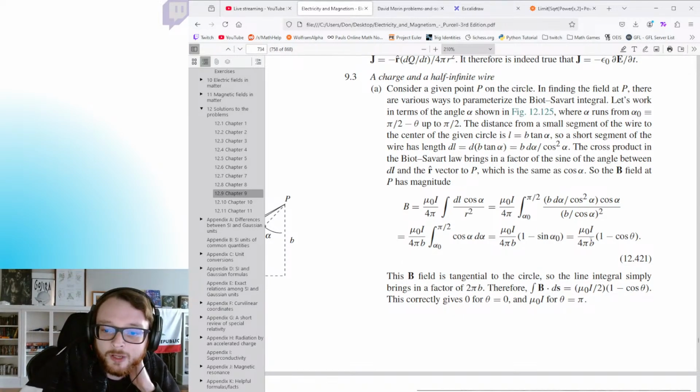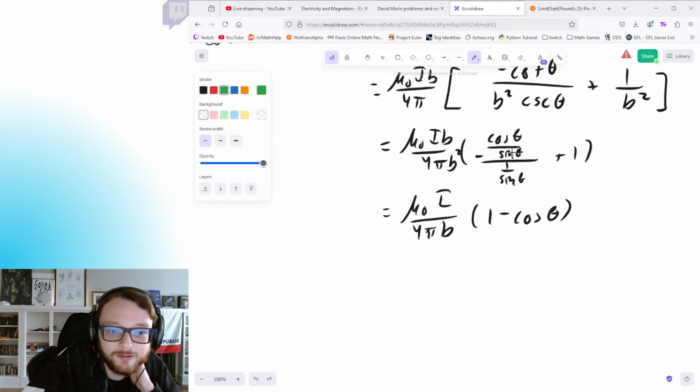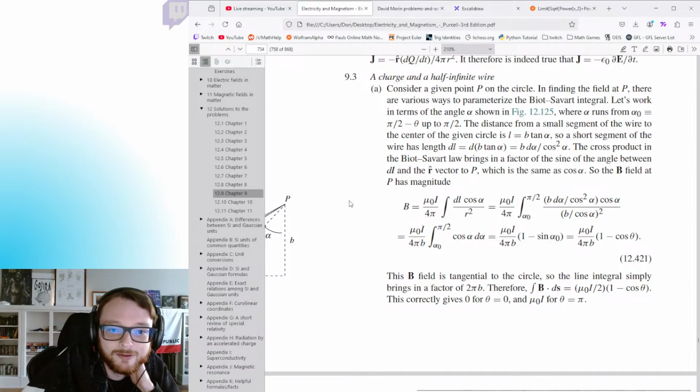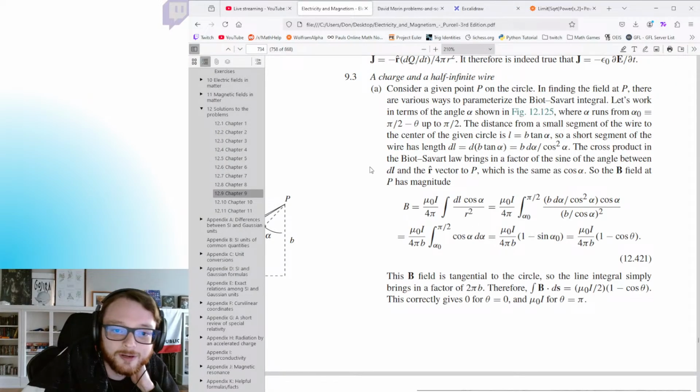Mu naught I over 4 pi b times 1 minus cosine theta. I think that was right, right? Okay, we've got mu naught I over 4 pi b times 1 minus cos theta. Good. So we got the final answer right. Let's see if we got the setup stuff right. Cool.